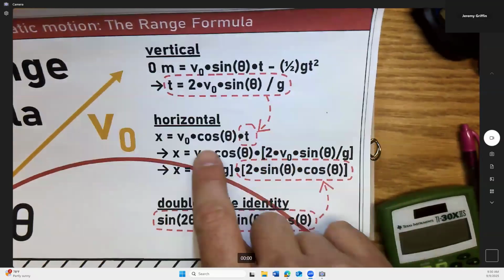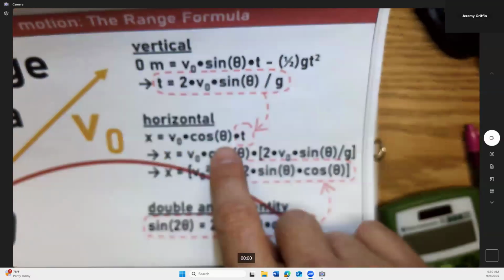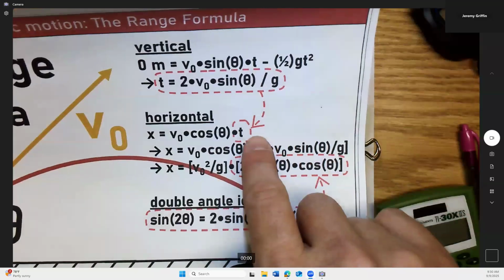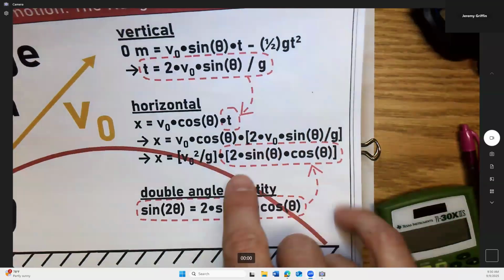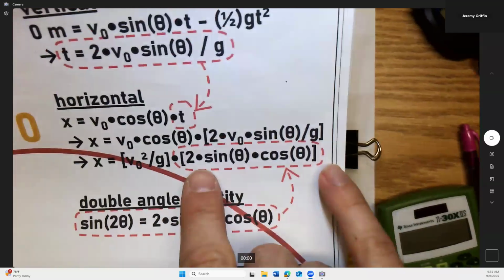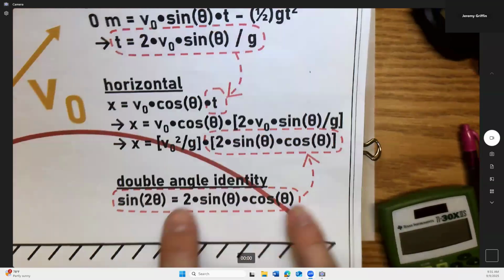Now horizontally, x equals v sub x times t. Wouldn't that also be true? But this t is actually that expression right there. So then clean this up a little bit. Now look at this right here. Does anybody know what this is? 2 sine theta cosine theta. Have you guys learned that in math class? Something called a double angle identity.